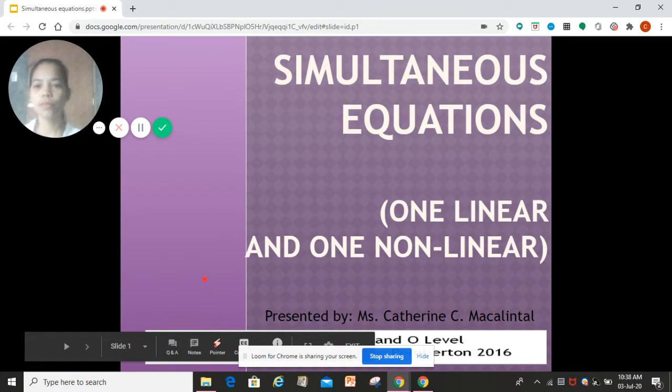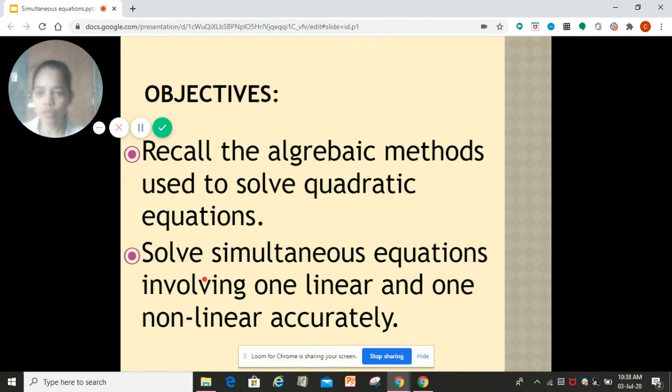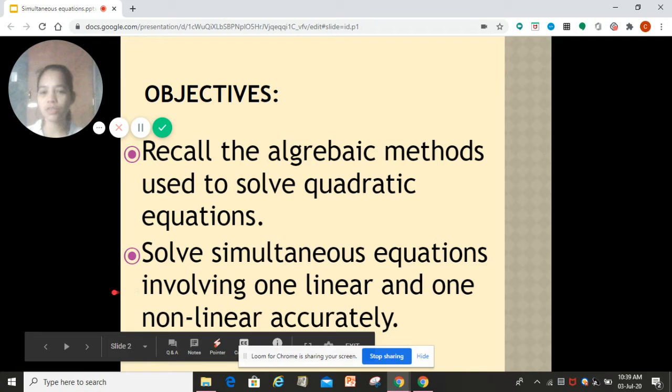Alright, so I'm here to discuss simultaneous equations involving one linear and one nonlinear equation. What would be the objective for this lesson? We have to recall the algebraic methods that are used to solve quadratic equations. It's just a simple recall, not really a discussion that will involve another session. And of course, we have to solve simultaneous equations involving one linear and one nonlinear equation accurately. You have the word accurately, so we'll see later how we do that.